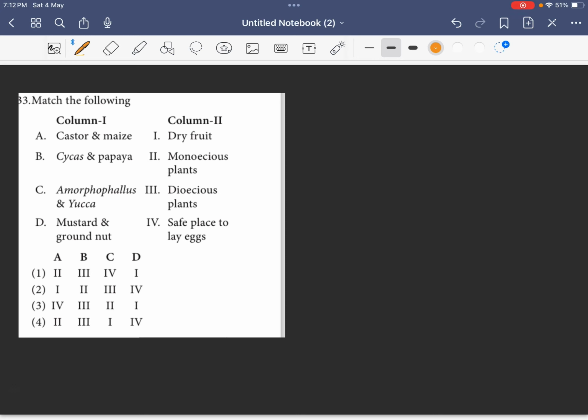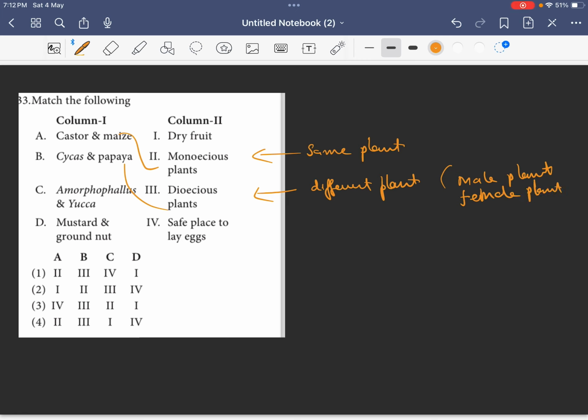Castor and maize belong to, of course, monoecious plants, Cycas and papaya, dioecious. Hope you understood what is monoecious and dioecious, right? Monoecious, both sexes are on the same plant, and dioecious on different plants. So both, for example, male plant and female plant will be there in case of your dioecious. Mustard, okay, one more. Amorphophallus and yucca are safe place for laying egg, and mustard and groundnut have a dry fruit. Okay, so your answer will be 1, the correct one, right?